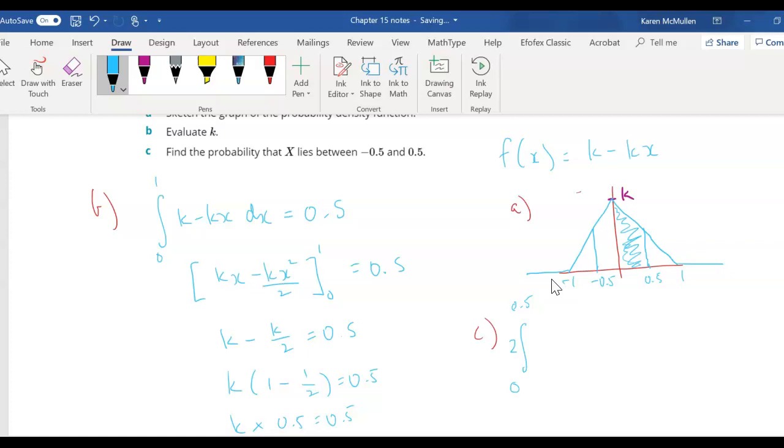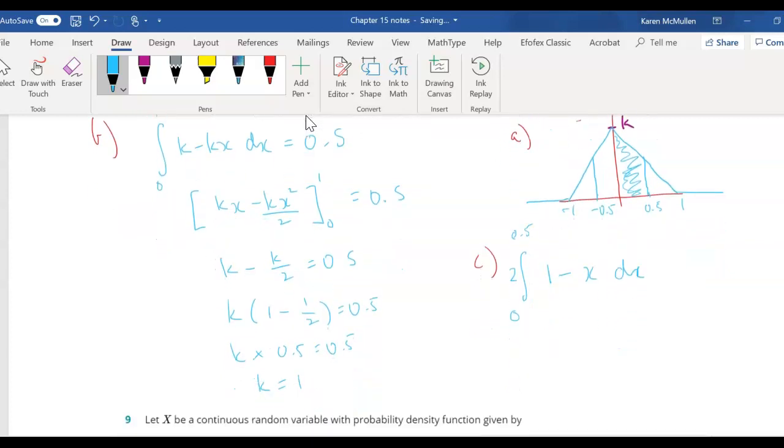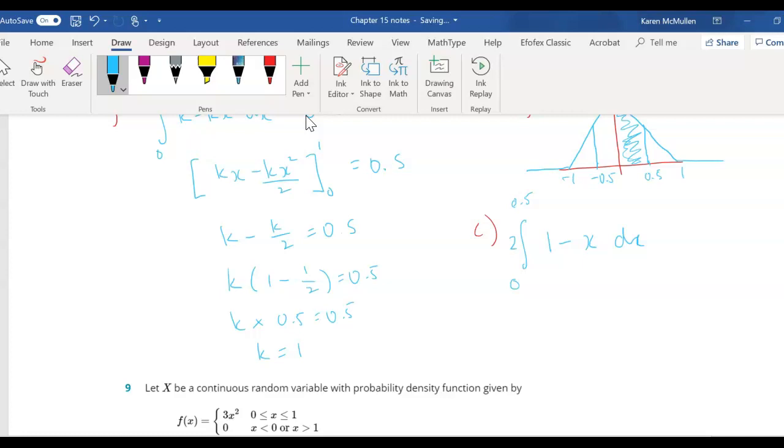And then I'm only using one function, so k minus kx dx, and I know what k is. I don't know why I wrote k, so let's just not write it in terms of k. So k is 1. We did that in part B. So 1 minus x dx. And then we just go ahead and solve it. So that's quite an easy one to do. So the antiderivative of 1 is x. Then we've got 1 minus x squared on 2. And we're going from 0 to 0.5.